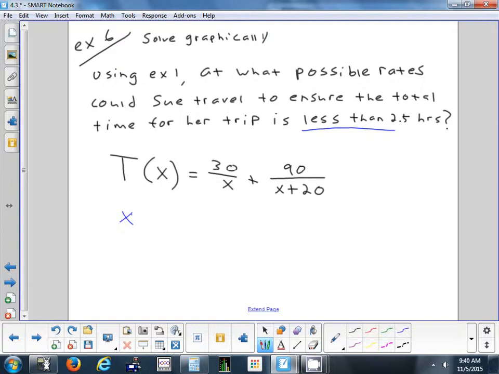So let's say it like this. Did it say less than or equal? Yeah, it said just less than. Okay. Definitely want to see why the final answer is greater than, though. She has to go at this speed or faster.